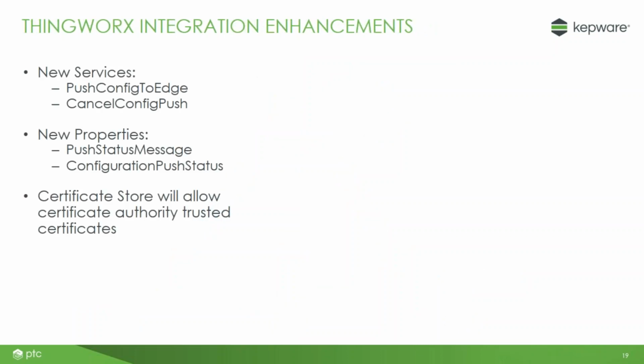So we have new services that correspond to being able to push projects remotely to the edge. So we have a push config to edge. Obviously, you can cancel that push, and then some status message properties that you can get now. Obviously, again, security is a concern here, so we have certificates and other security options that you can use with these Thingworks connections.